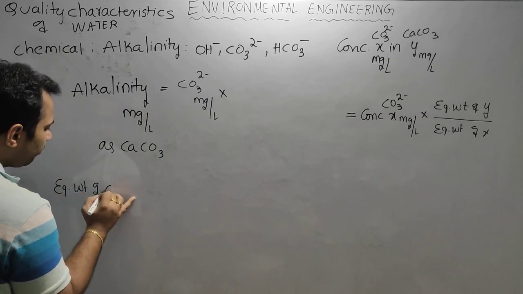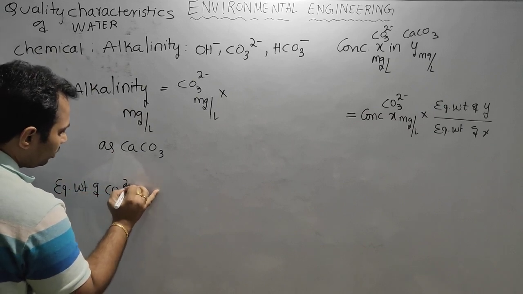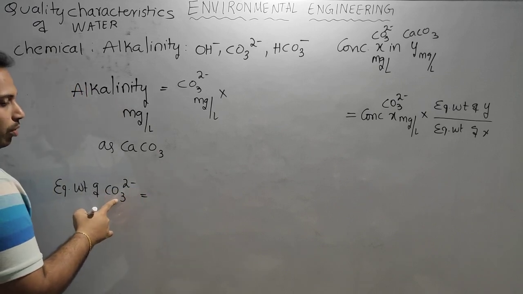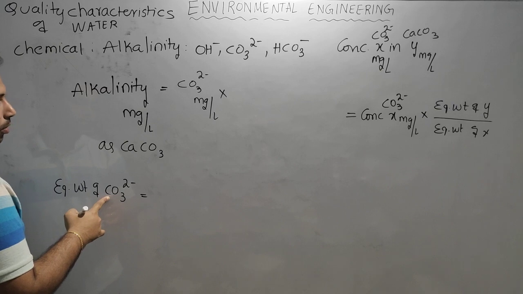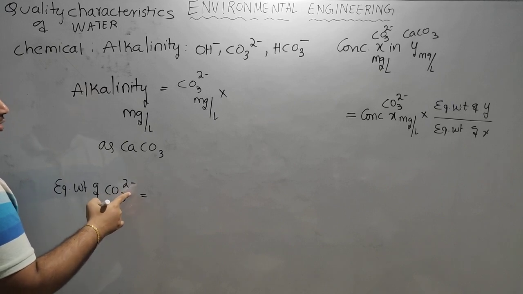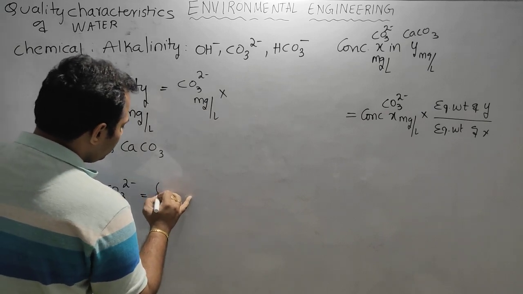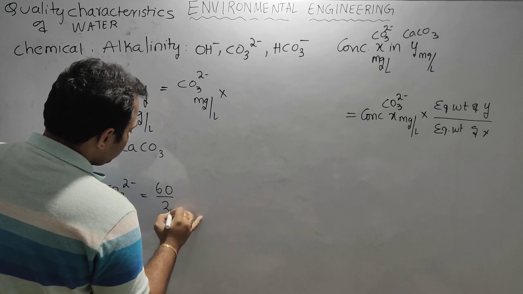Equivalent weight of CO3 2 minus. So this is 12 plus 48, that is 60. 60 upon 2 is the valency. 60 is the weight of the compound and 2 is the valency, right? Now the equivalent weight is 60 by 2, that is 30.